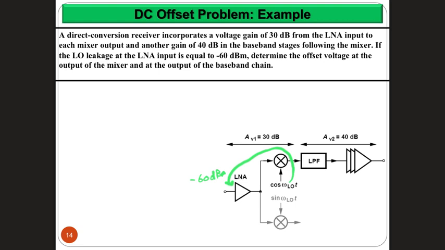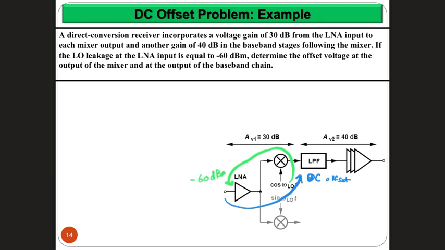So the DC offset here, right? It wants you to determine what's going to be the DC offset here. 10 dBm. Yes, which is a lot. Which is not a small amount. Exactly. Okay, why 10 dBm? That's the question. Minus 60 plus 70, right. Where is the 70? 30 plus 40.